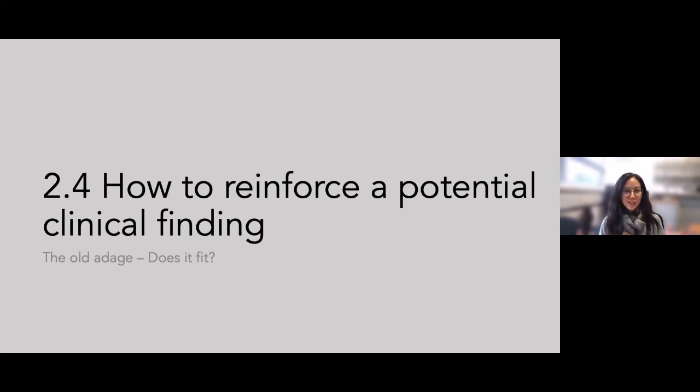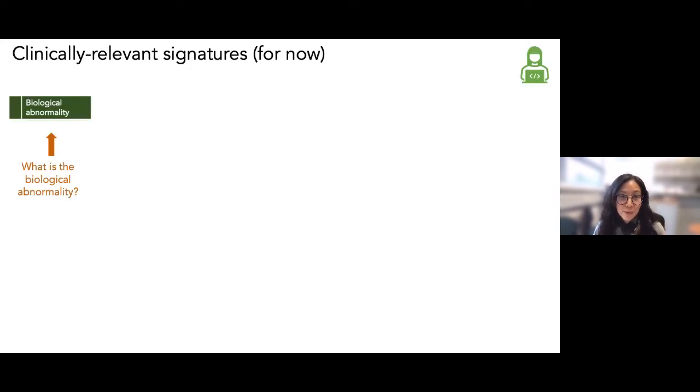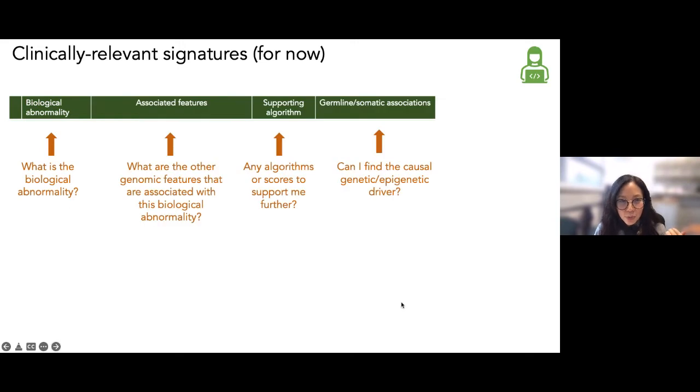Now, let's say you find things which may be clinically relevant. How do you reinforce what you suspect with other information? So this is going to be a table to make life easy for us all. It's going to address what the biological abnormality is. It's going to help you answer the question, what are the other genomic features that are associated with this biological abnormality? Are there any algorithms or scores to support my finding further? Because if you think it's HR deficiency and you've got an algorithm that says it's 99% likely to be HR deficient, then that's great, it's good for you.